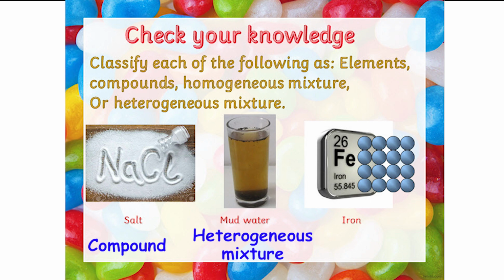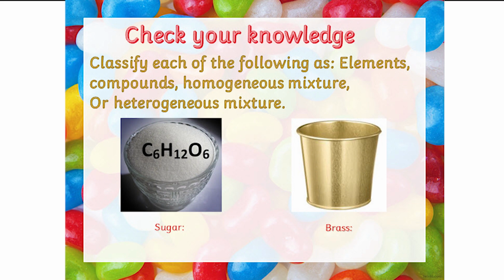Concerning the iron, it's clear that I have only one type of atom. Then iron is an element. The last two examples are sugar and brass.